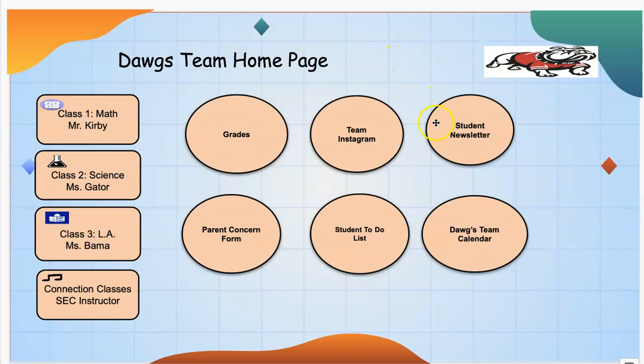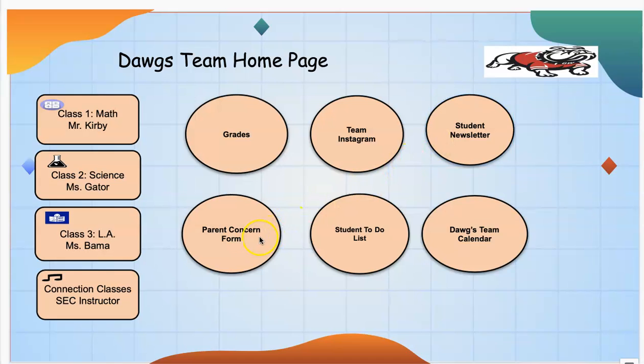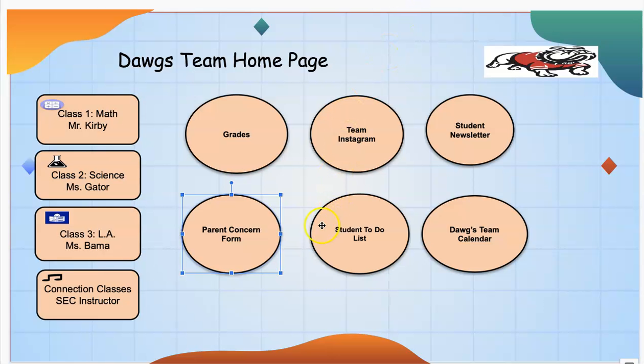This is our team Instagram. Our student newsletter is located there. Parent concern form, this came up in a parent meeting, that we don't have, that I thought would be very beneficial to parents. They can shoot us a Google form real quick if they have concerns about grades or concerns about their student with another student or anything that comes up.